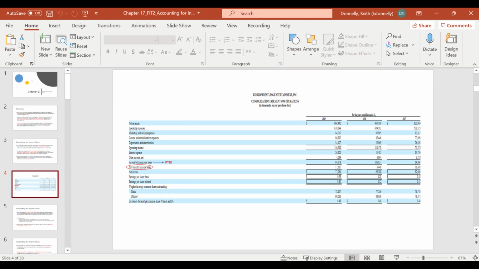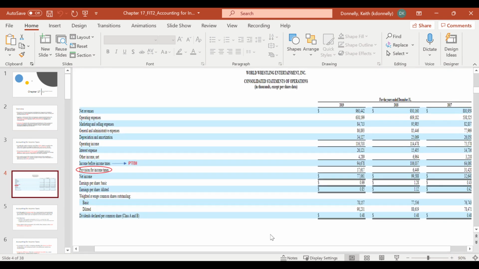So this right here is just showing a company, right? We have WWE. This is their Form 10-K. We would be looking at their income statement right here. Here's their PTBI, their pre-tax book income. So it's all our income before we back out our income tax expense. This right here is the provision for income taxes. So it's like 17,000. This is in millions or whatever. These are much larger numbers, but they shorthand it to make it more easily readable.